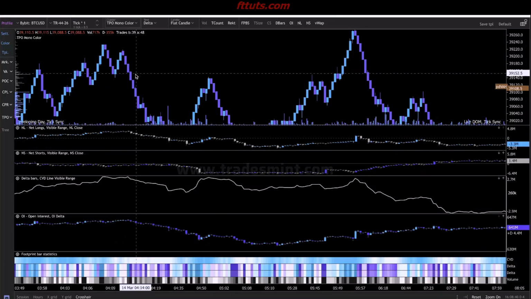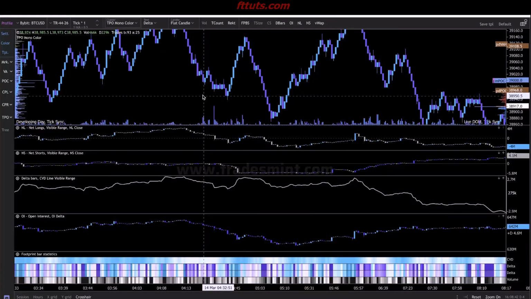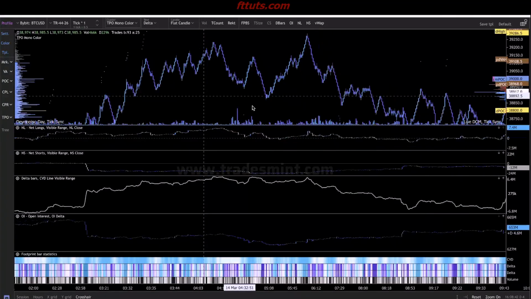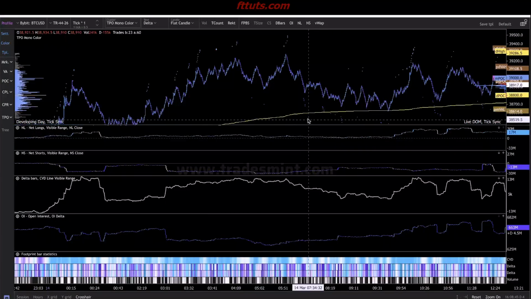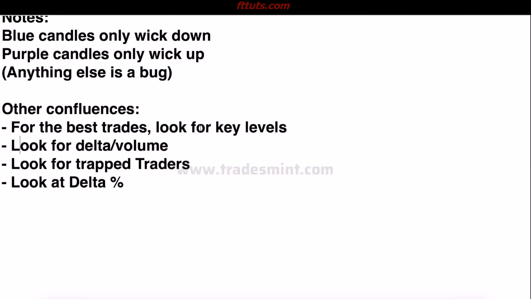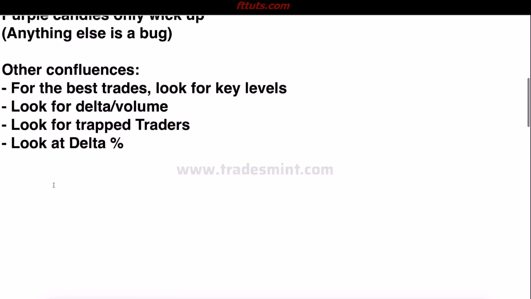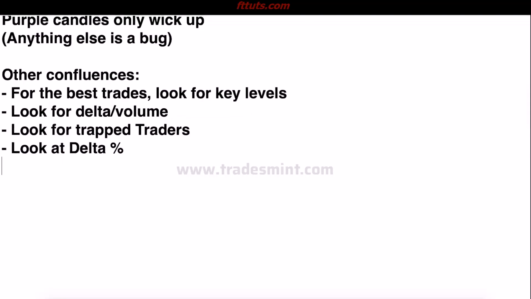This was not one either, but do you guys get the idea? We are looking for either the divergence or the trap traders by looking at volume and delta, and we're looking at delta percent. And then finally, guys, another confluence I would recommend is honestly looking at Market Cipher, because it can give you clear confirmation.